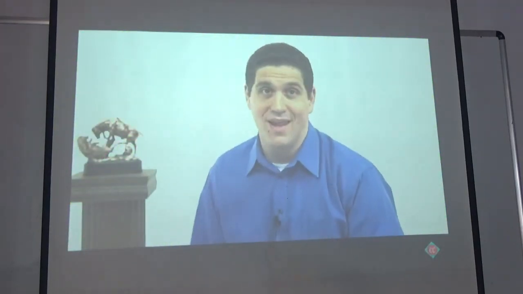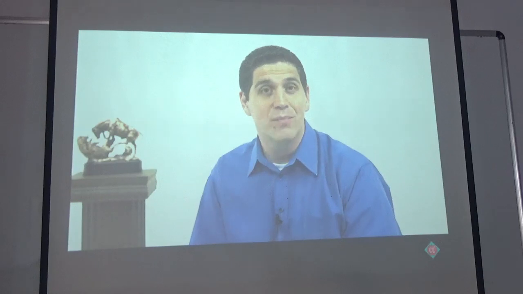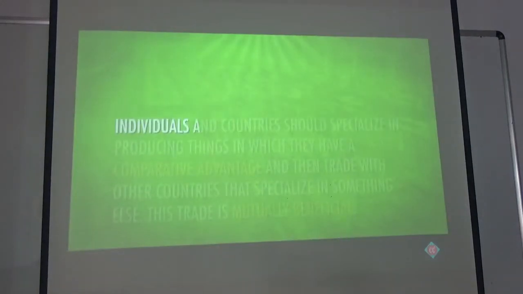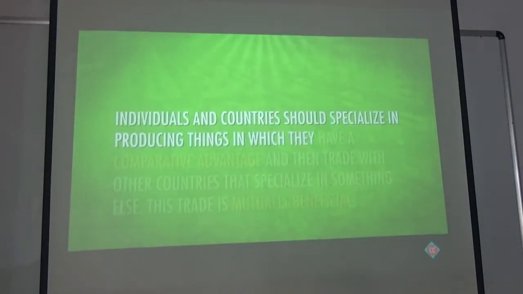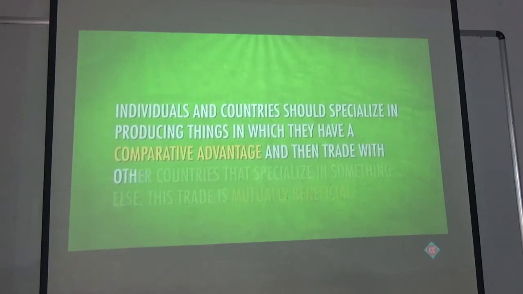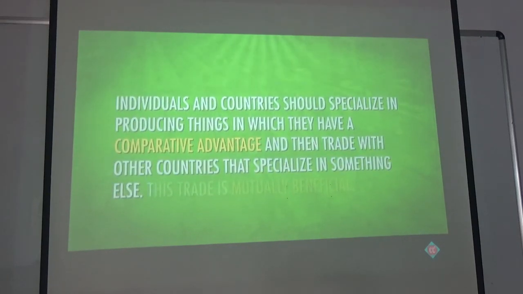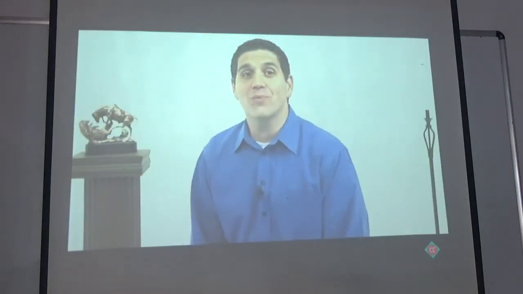Now hopefully your head isn't spinning. Being able to do these calculations is good, but it's more important to understand the main idea. Individuals and countries should specialize in producing things in which they have a comparative advantage, and then trade with other countries that specialize in something else. This trade is mutually beneficial. Now that's the production possibilities frontier.